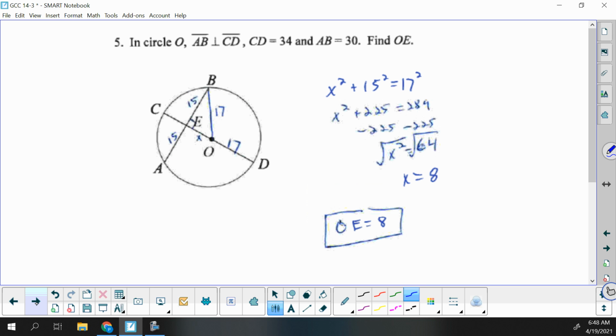In 5, we've got a diameter and a chord that are perpendicular again. So we know that AB gets cut in half. So if AB is 30, each of those are 15. If CD is 34, that means we know each radius is 17. So when we draw on that radius from either OB or OA, just got to pick one of them. I chose OB, label it 17. Pythagorean theorem tells us that OE, which I labeled x in the picture, is just 8.